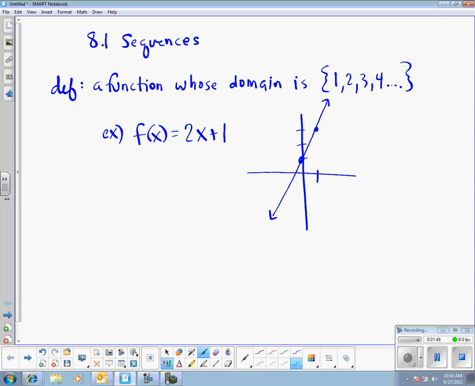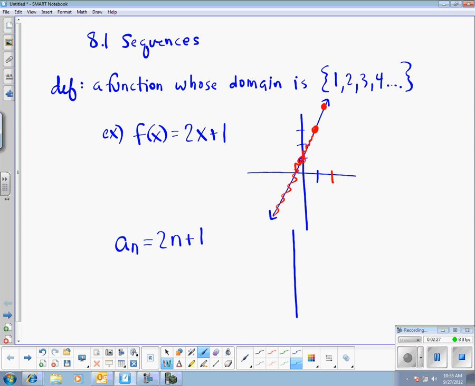Okay, the sequence a sub n equals 2n plus 1. That's the same thing. It's just that we don't plug in any of the negative values down here, and we don't plug in anything in between 0 and 1. And actually, sometimes we'll plug in 0 in certain cases, but by definition, it starts at 1. So we plug in 1, and then we plug in 2, and we get a sequence of dots instead of a straight line. So let me just redraw that graph.